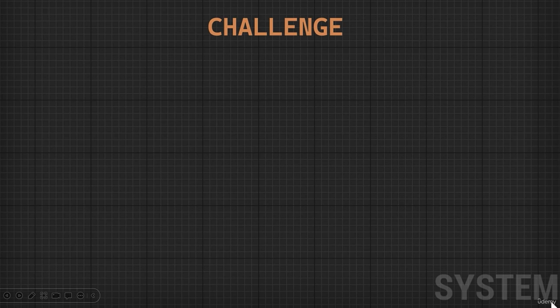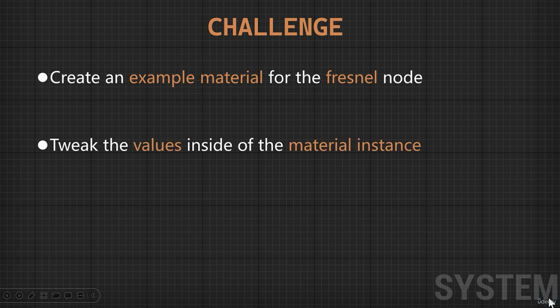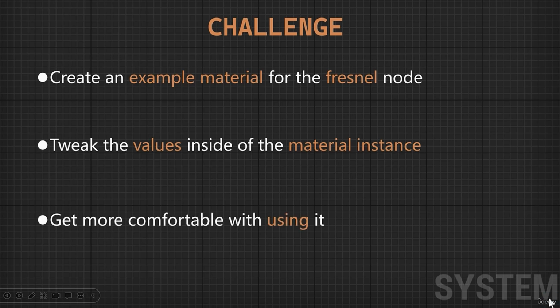And it's time for a challenge. The challenge is, same as I did, I'd like you to create an example material for the Fresnel node. One is for the base color of the object, another is the Fresnel color of the object. Then tweak the values inside the material instance to help you to better understand this node. And most importantly, get more comfortable with using it. There's something that we need to use for our rain effects. Alright, pause the video now and give this a go.